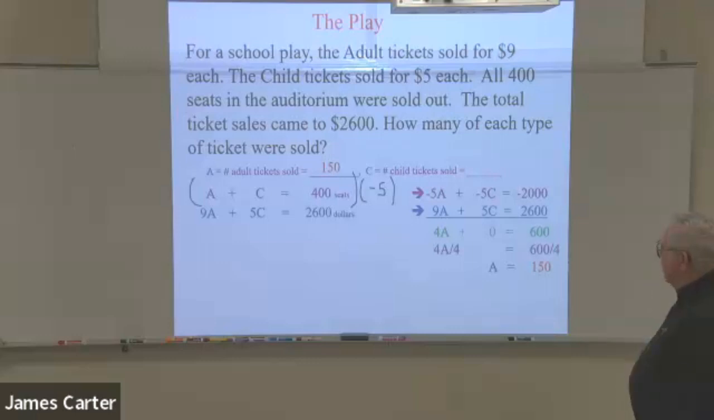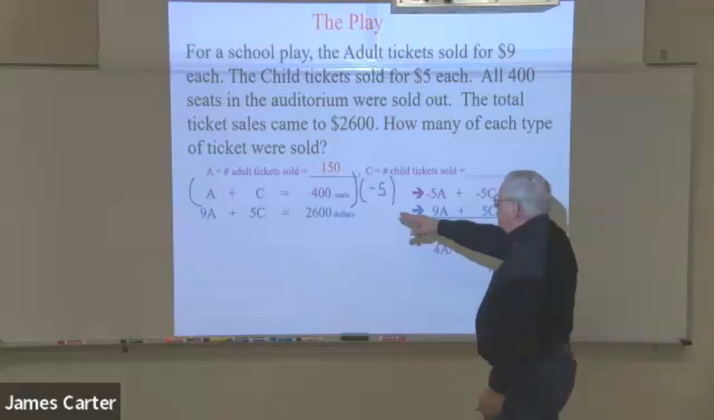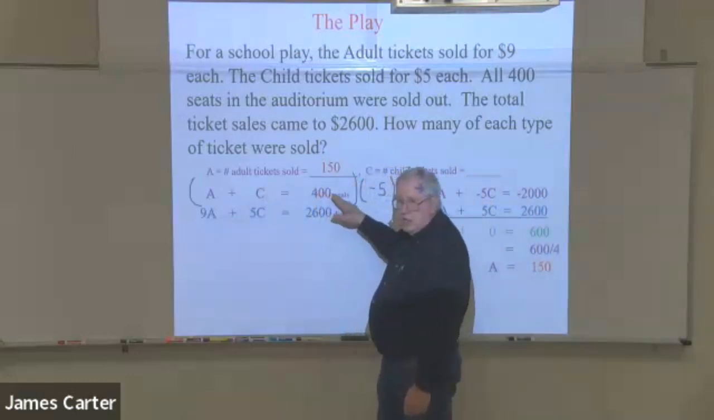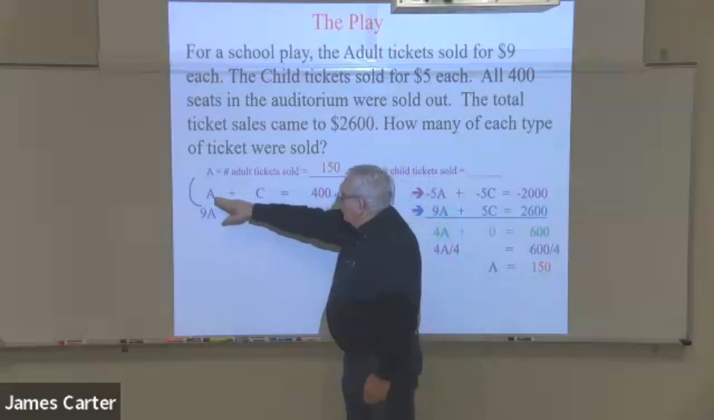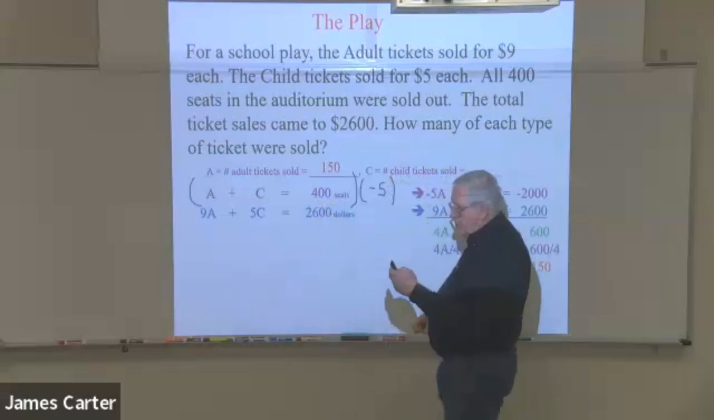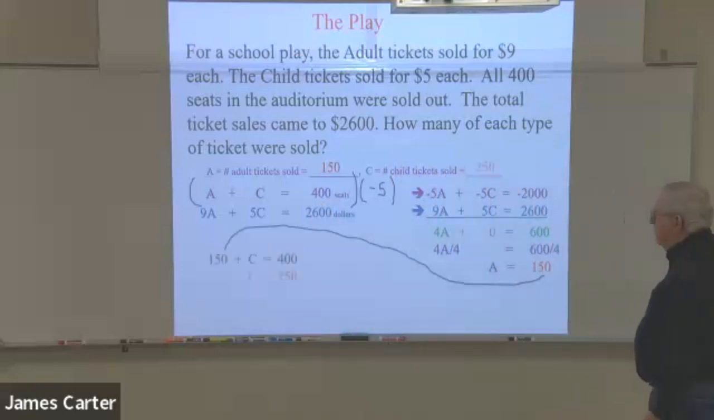Now I've got to find the number of kid tickets. So what I do then is I take this 150 adults and I put it in this first equation. So 150 plus the number of kid tickets equals 400. And therefore there are 200 kid tickets.